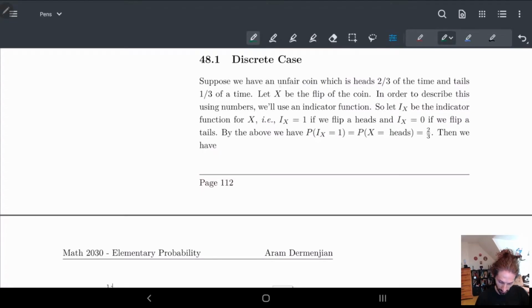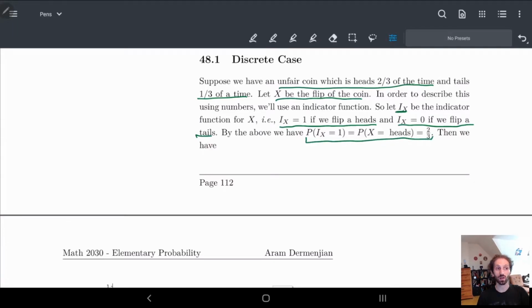So here we're going to have an unfair coin, which is heads 2/3 of the time and tails 1/3 of the time. And we let X be the flip of the coin, so either heads or tails. And we let I of X be the indicator function for X. In other words, I of X is equal to 1 if we flip a heads, and I of X is equal to 0 if we flip a tails. So what we have is this equality: P of I of X equal to 1 is P of X equal to heads, which is equal to 2/3.